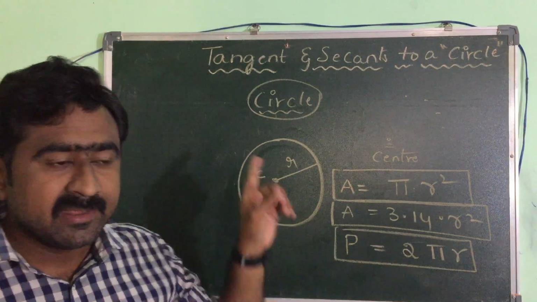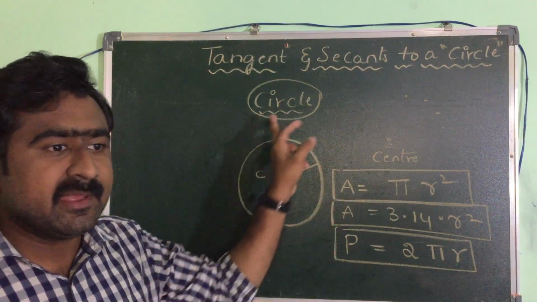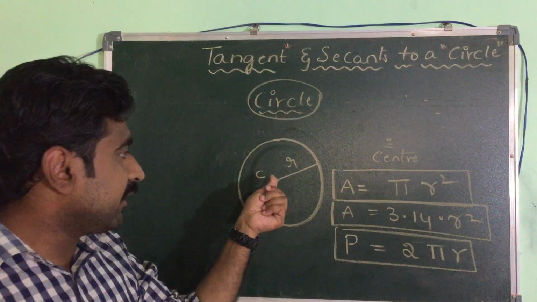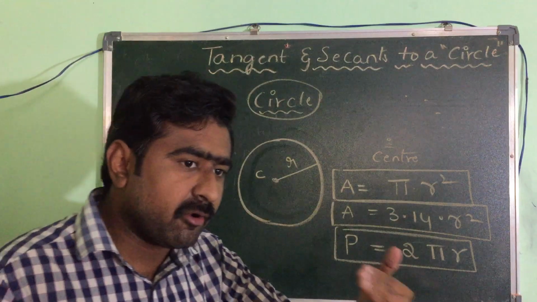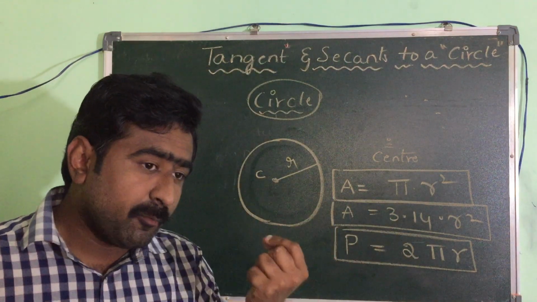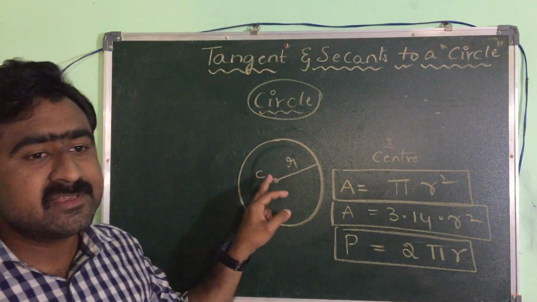So circle is nothing but a set of points, listen carefully, a set of points which are equidistant from a fixed point is called a circle. And after that one we have concentrated on the center. The fixed point of a circle is always termed as the center.